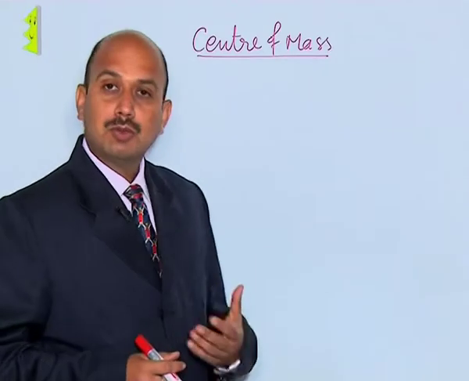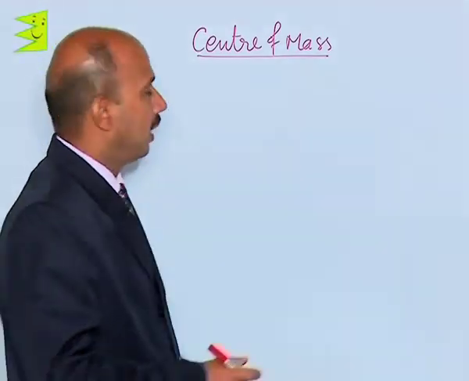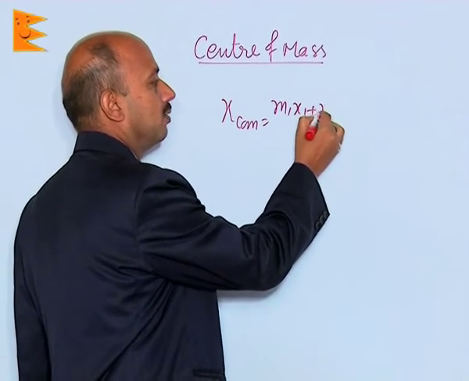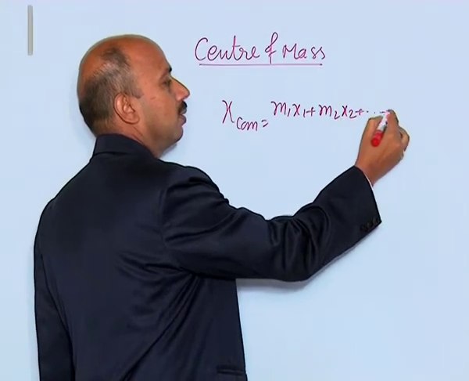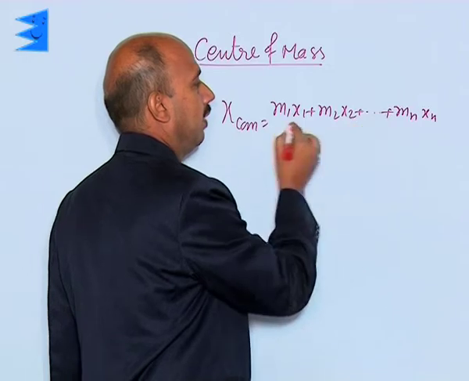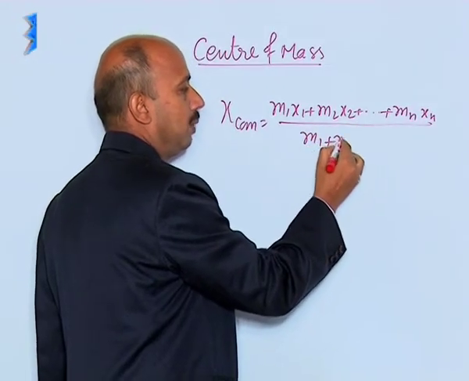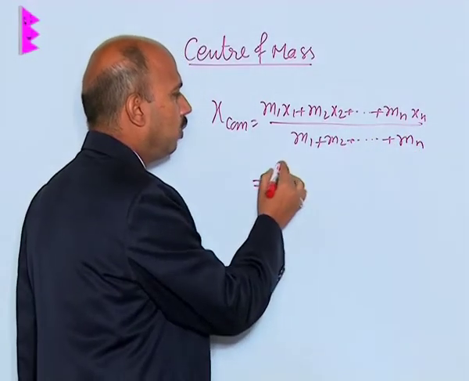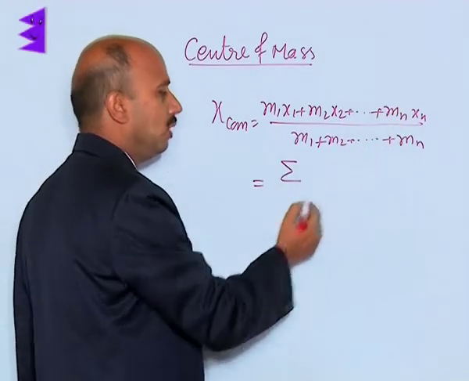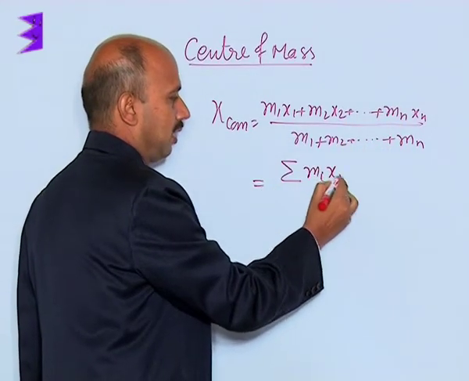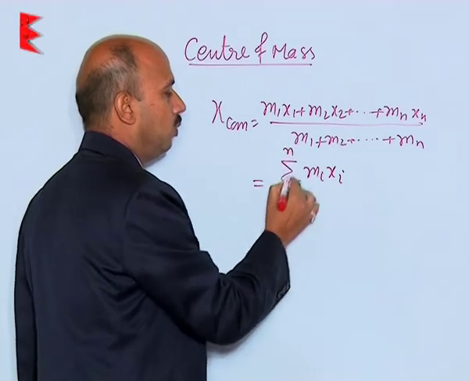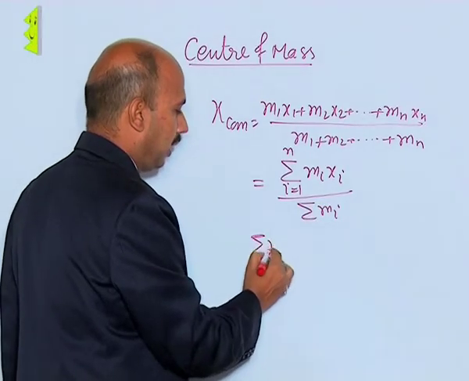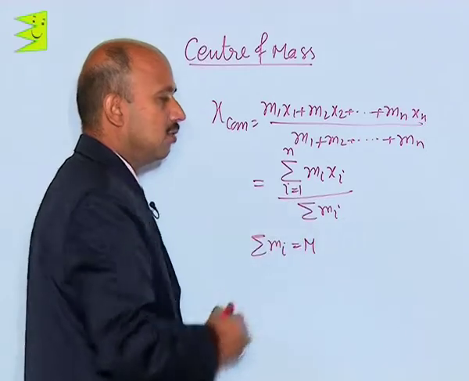Now, we have discussed the system of two particles. If the system has n number of particles, then we can write here m1 x1 plus m2 x2 plus up to mn xn divided by m1 plus m2 plus up to mn. Here we can also write the summation, this is a sum of all these. We can write mi xi, i is equal to 1 to n, divided by the sum of mi, and this can be written as capital M, that is the total mass.